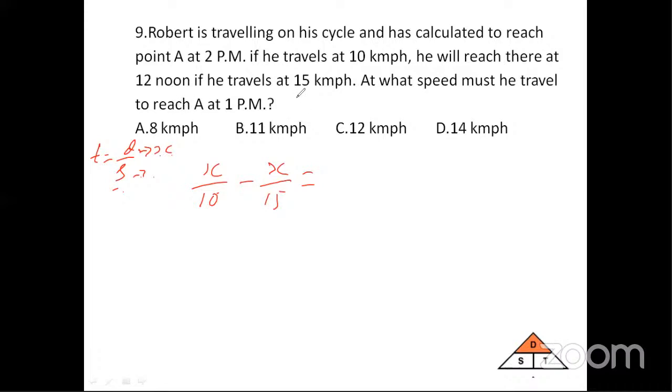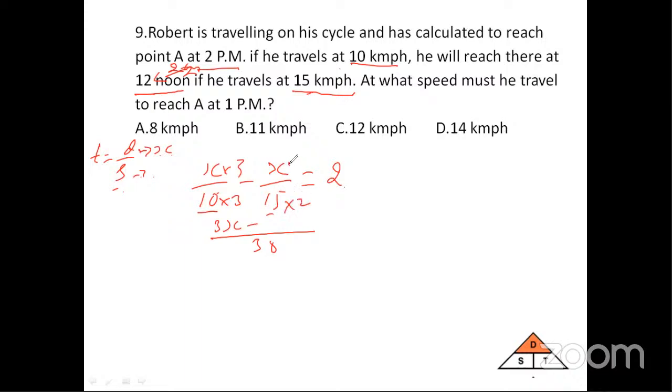Observe the time gap. If he travels at 15 km per hour, he will reach there by 12 noon. So at 15 km per hour, if he speeds up, he will reach by 12 noon. But if he travels at 10 km per hour, he will reach by 2 p.m. So which means there is a time gap of 2 hours here. So we can say x by 10 minus x by 15 is 2 hours. So when we take LCM, 15 and 10 LCM is 30. This is like 10 into 3 becomes 30. So x into 3. So this will be 3x minus 15 becomes 30.